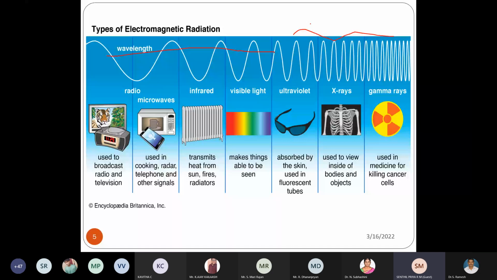So electromagnetic radiation falls into two types, non-ionizing and ionizing. Non-ionizing, once again I am repeating, is not going to be harmful. It does produce some radiation, but it is not that harmful for humans. But the ionizing type will be harmful for humans. So we choose it according to the specific application to be implemented.